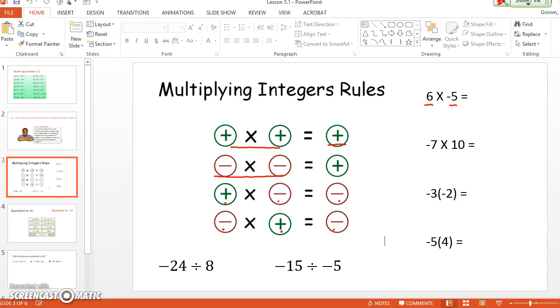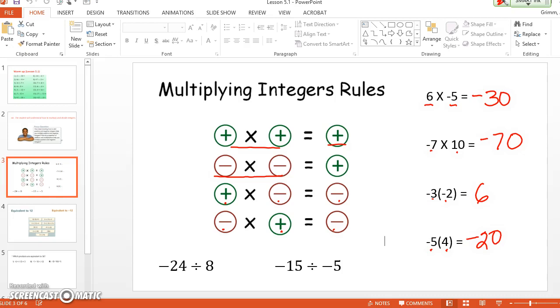So 6 times -5. It has 1 negative, so it would be -30. Positive times a negative is always going to be negative. It has 1 negative, it's going to be negative. Okay? -7 times positive 10. -70. Okay? Negative times a negative is going to be a positive 6. Negative times a positive is a negative and then 20.